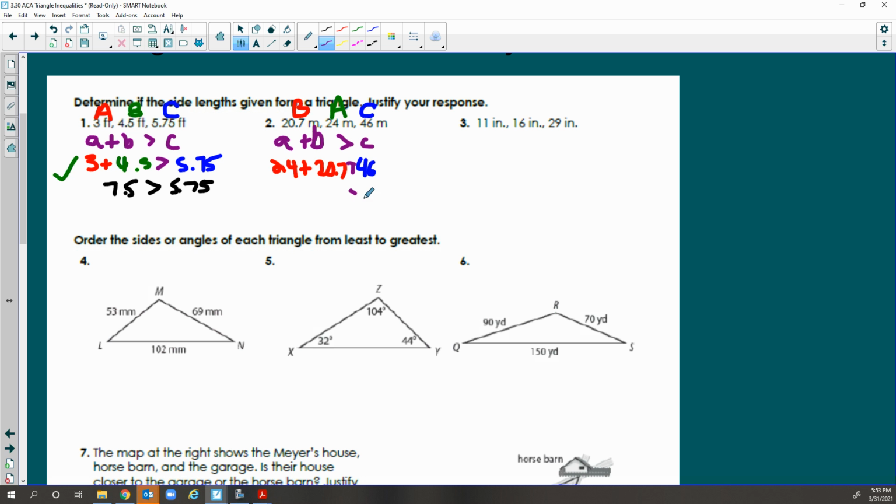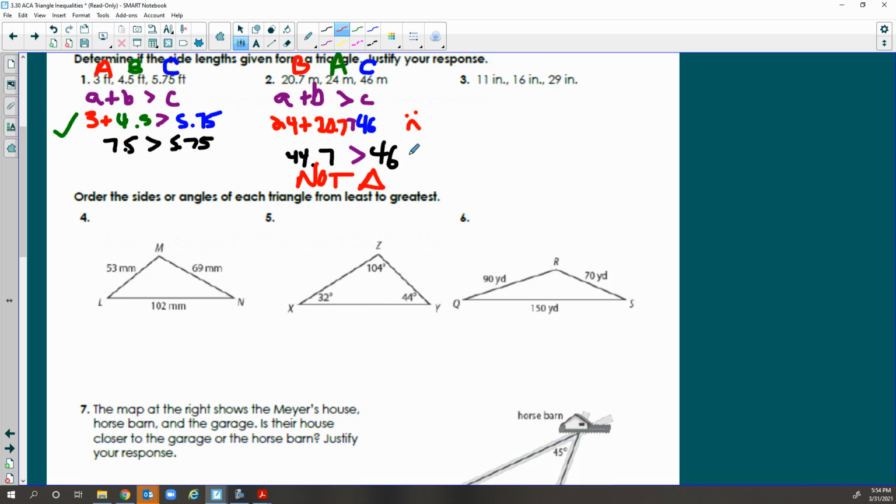Sorry, that was a terrible greater than sign. If I add up these two over here, 24 and 20.7, I'm going to get 44.7. Is that bigger than 46? No way. Because I have one of these that doesn't work, I know right away that this is not going to be a triangle. Not a triangle.